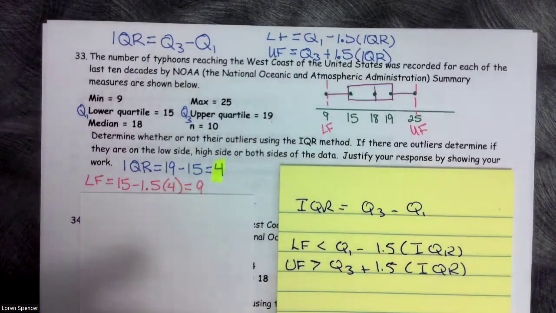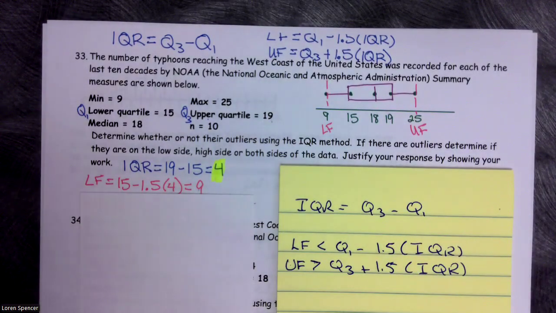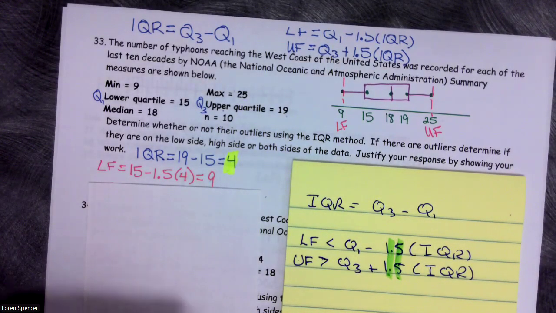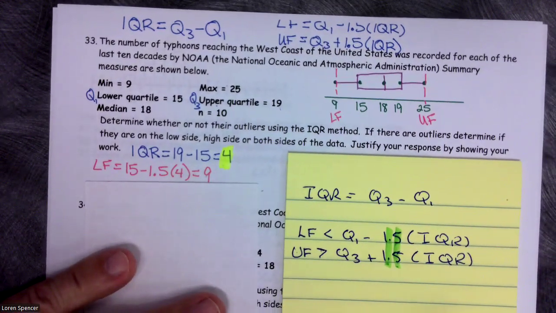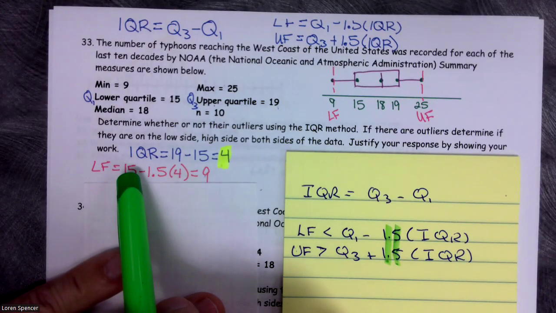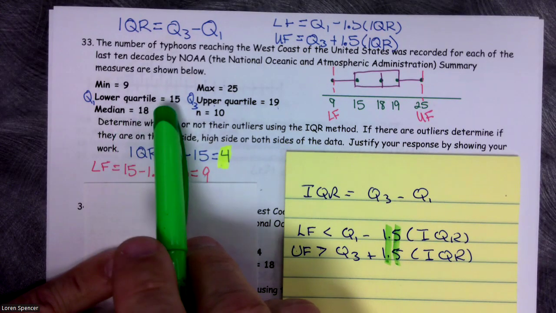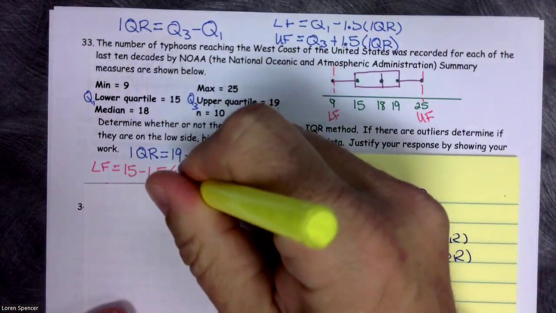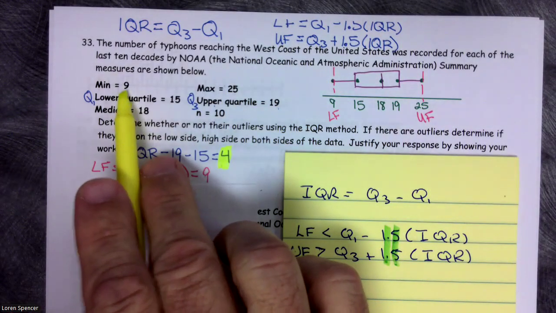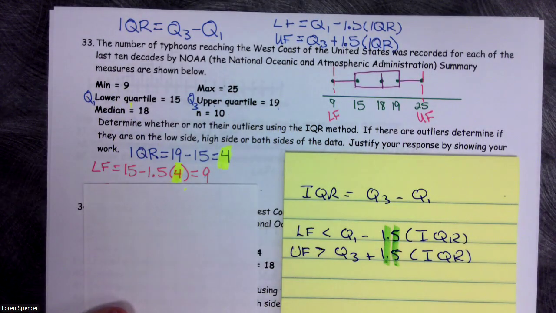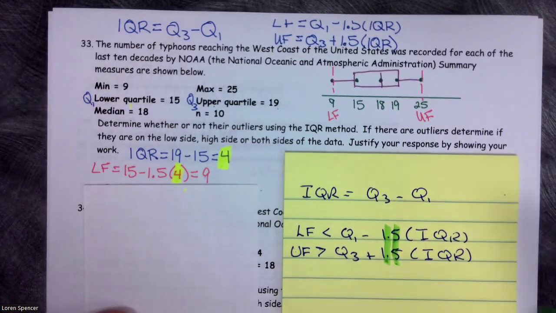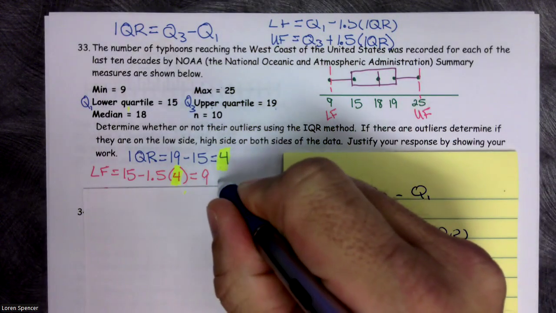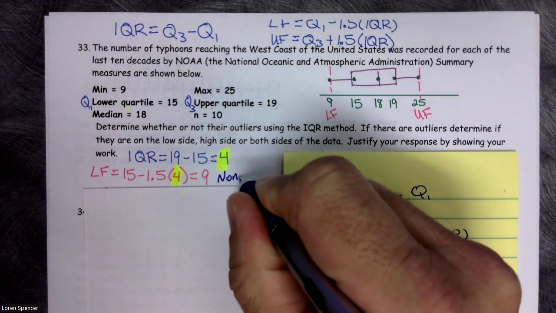Please remember the 1.5 is actually just part of the formula. It's a built-in number. It's the same every single time. So Q1 in this case was 15 minus 1.5 times our IQR of 4, and that equals 9. Well, our minimum value is 9. So this equals our minimum value. And remember, it has to be less than. So 9 is not an outlier. There are no outliers on the low side.